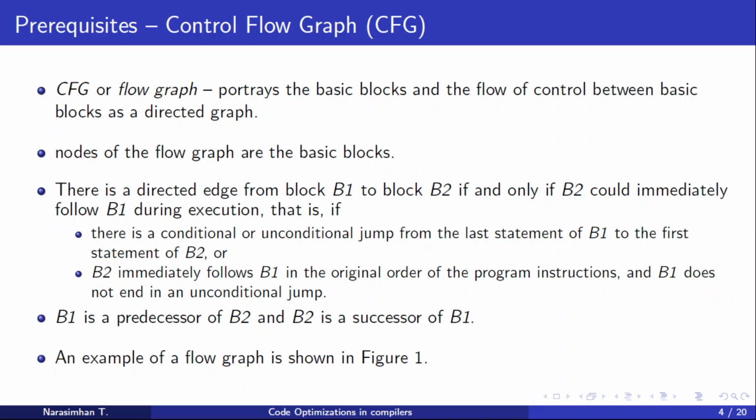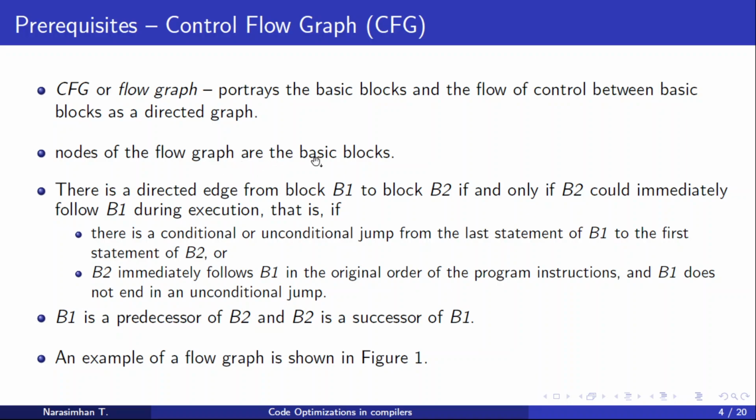The second definition that we will see is that of a flow graph or control flow graph. Generally we use the short form CFG. This CFG is a directed graph that is used to portray the basic blocks and the flow of control between the basic blocks. A graph should have vertices or nodes and edges. With the CFG, the nodes correspond to the basic blocks.